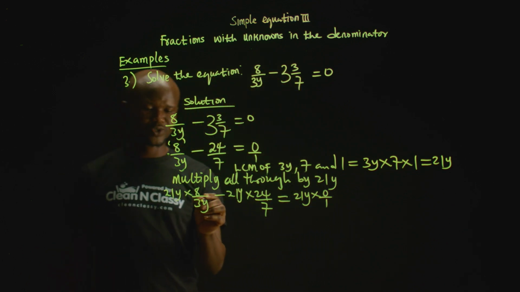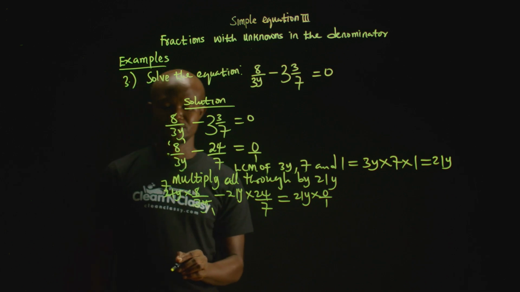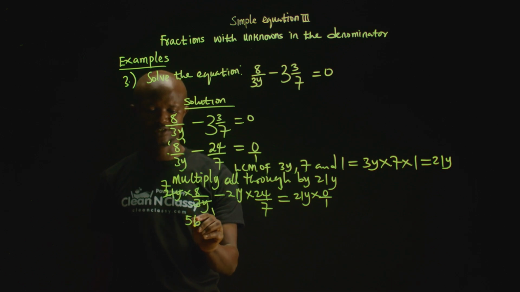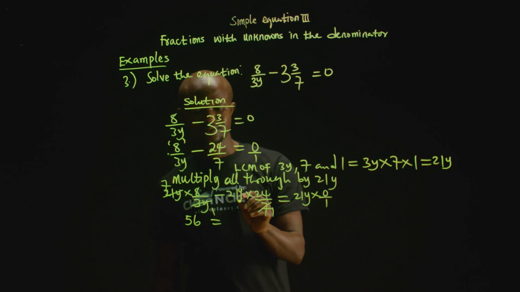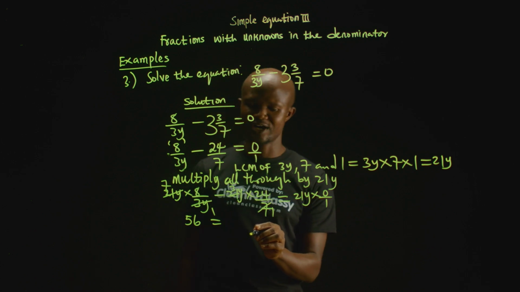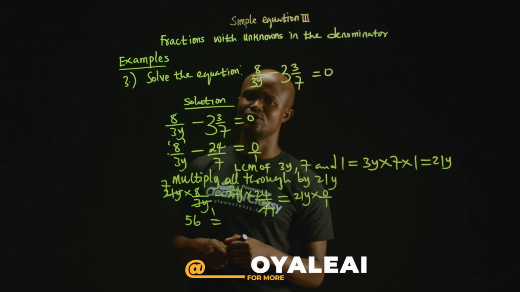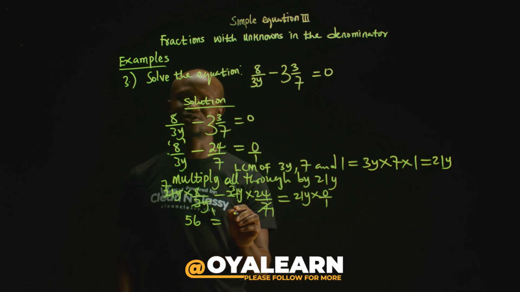Now, we simplify. 3y here, 1. Then 3y into 21y is going to be 7. So we have 7 times 8, that will give us 56. Equals, 7 here, 1. Then 7 in 21, we have 3. So we have 3y times 24. What is 3y times 24? 24 times 3 is 72. So 3y times 24 will give us 72y.